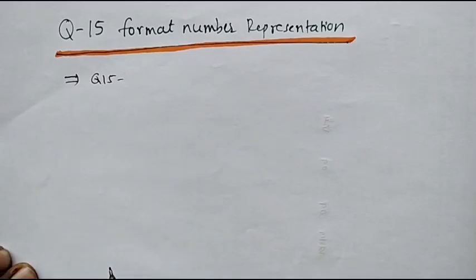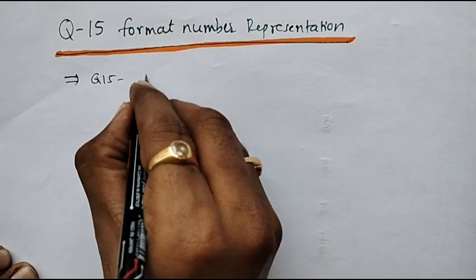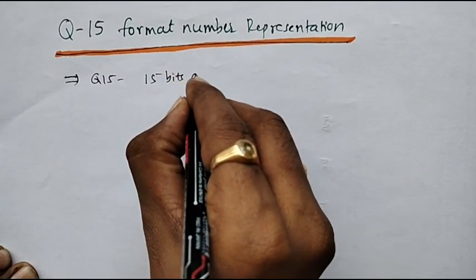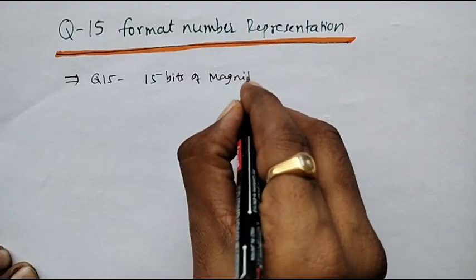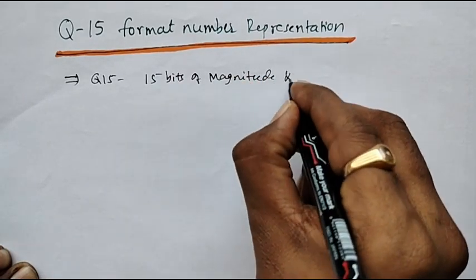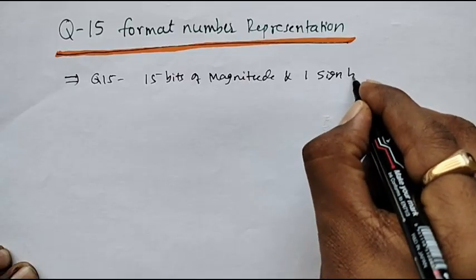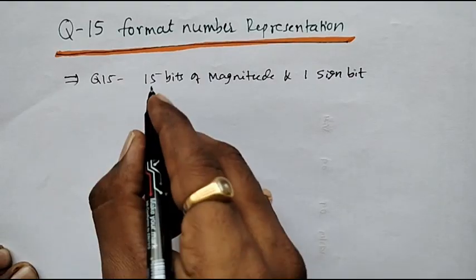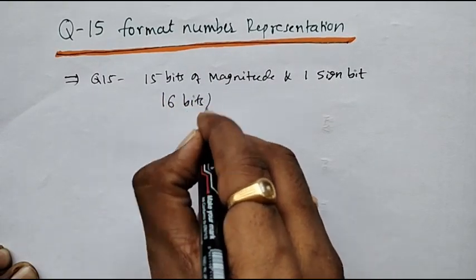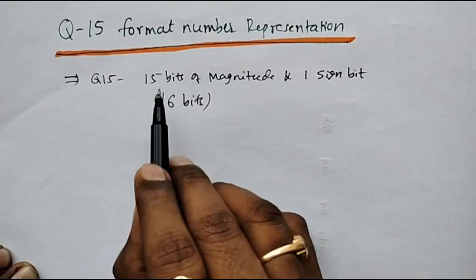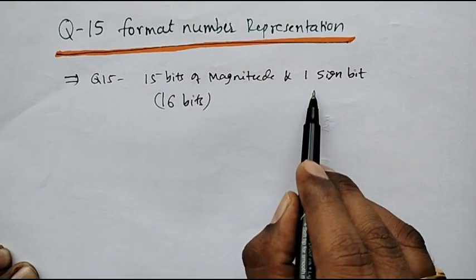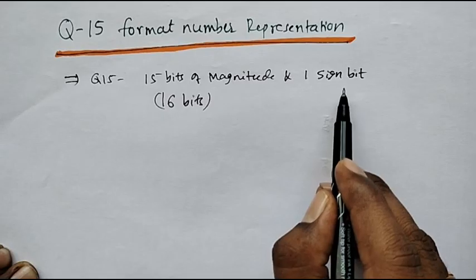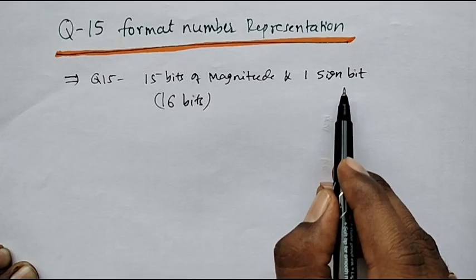In Q15 format, the data are in sign magnitude form. That is, it has 15 bits of magnitude and one sign bit. Each number is represented by 16 bits. Among the 16 bits, 15 bits are the magnitude and 1 is used for the sign bit. This sign bit value is 0 for a positive number and 1 for a negative number.